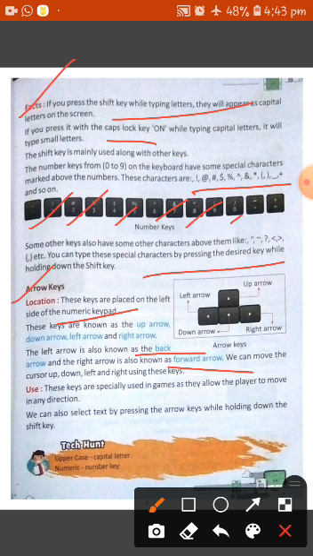Okay students, we can move the cursor up, down, left, right using these keys. Its use is especially in games, as they allow the player to move in any direction. We can also select text by pressing the arrow keys while holding down the shift key. So you can also use these arrow keys with shift key.